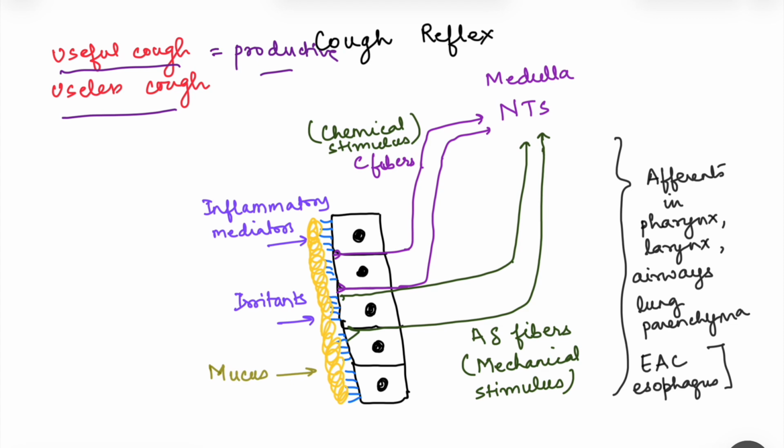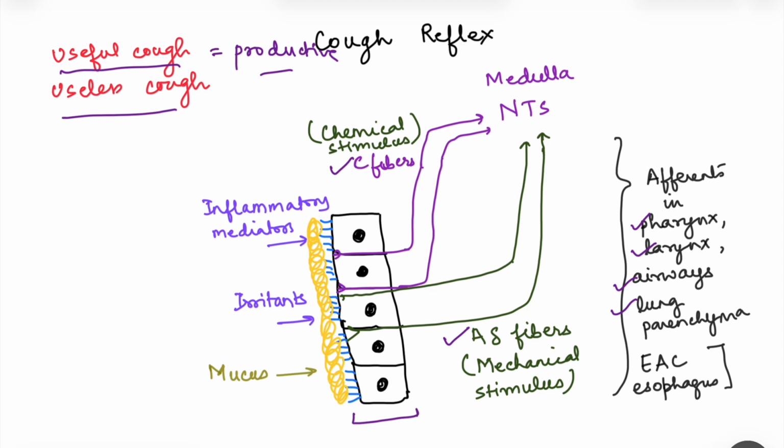So here this diagram is showing the cough reflex, where we have epithelial cells lining the airways, and these are supplied by certain afferent nerve fibers which include the A delta fibers and the C fibers. And these nerve fibers not only supply the lining of the airways, that is, these afferents are present in pharynx, larynx, airways, but they are also present in lung parenchyma. So cough can initiate from any of these places.